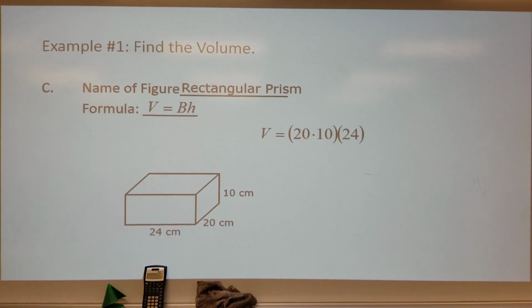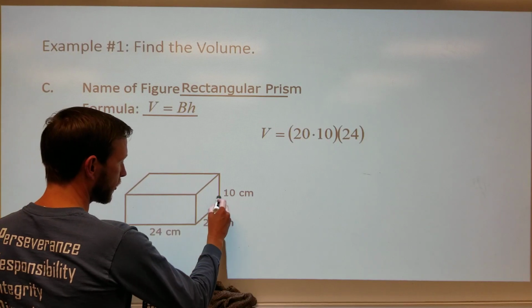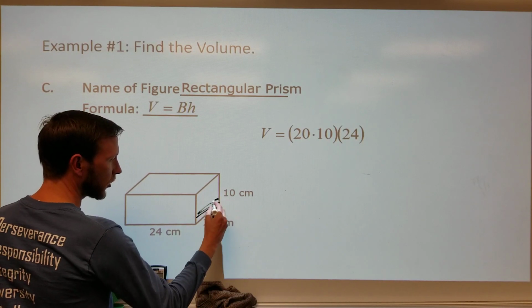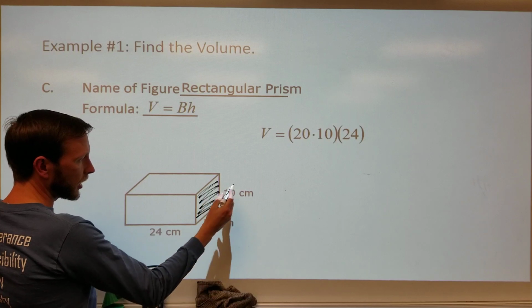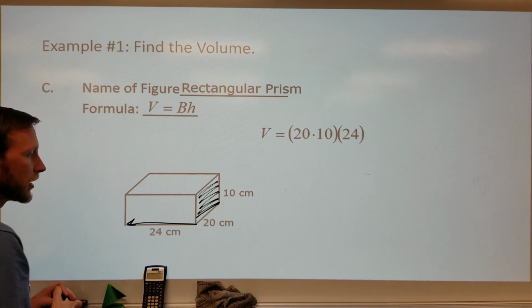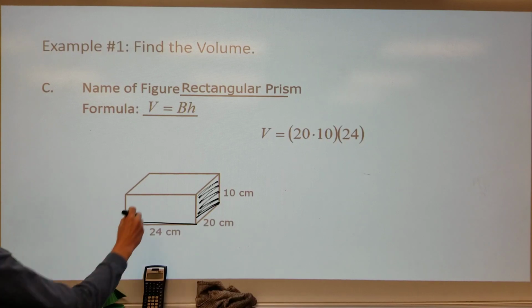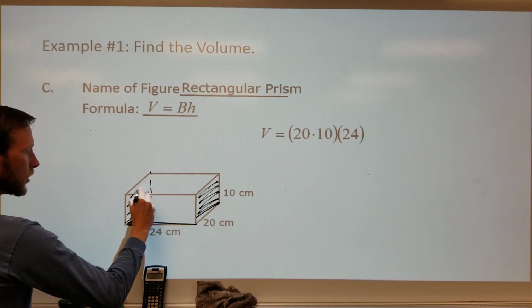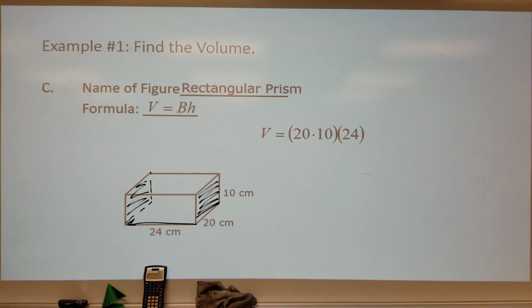All right, the area of our base, if I call this face here the base, we'll multiply the area of this base, 20 times 10, by how far it is between those parallel bases. And so that gives us our grand total.